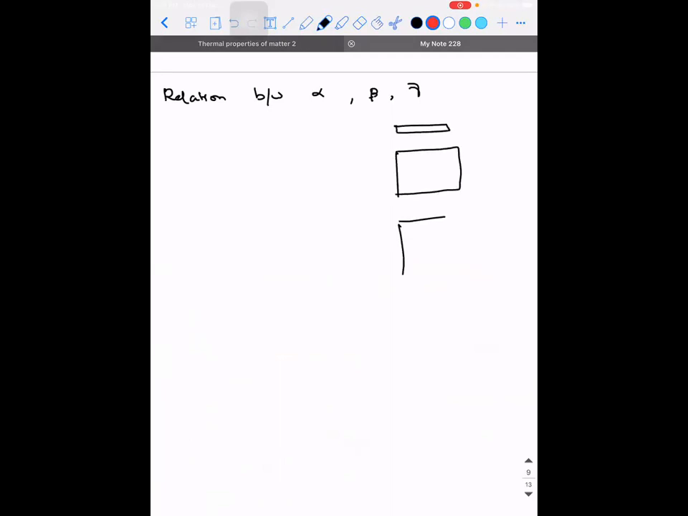So, if I need to find the relation between alpha, beta, and gamma, I am considering the same material in 3 different forms. That is, I can think of an aluminum rod, I can think of an aluminum sheet, and I can think of an aluminum cube. Though the material is same, you are going to supply the same amount of heat, let's say all the 3 materials are subjected to the same amount of heat. That is, the change in temperature for all the 3 materials is the same. Right? Are you able to understand?